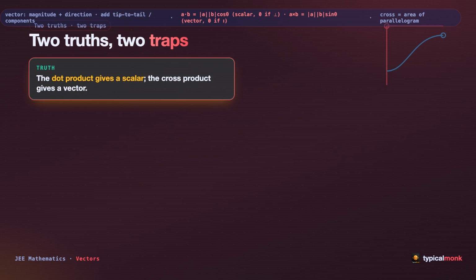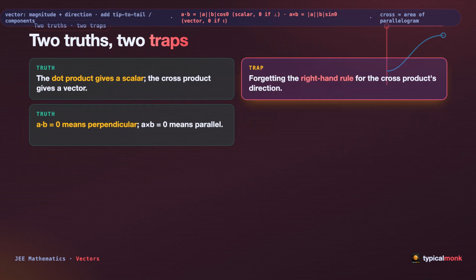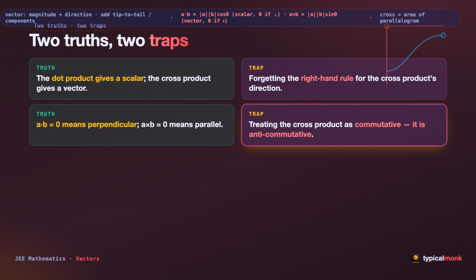Now, the two mistakes that quietly cost marks. The truth: the dot product gives a scalar, the cross product gives a vector. The trap: forgetting the right-hand rule for the cross product's direction. The second truth: A dot B equals 0 means perpendicular, A cross B equals 0 means parallel. The second trap: treating the cross product as commutative. It is anti-commutative.